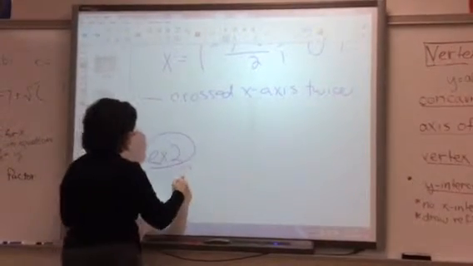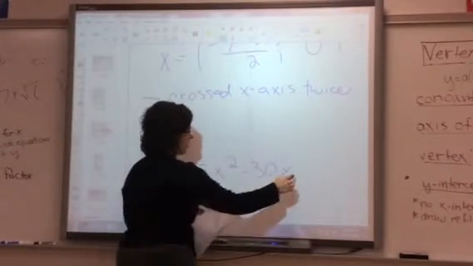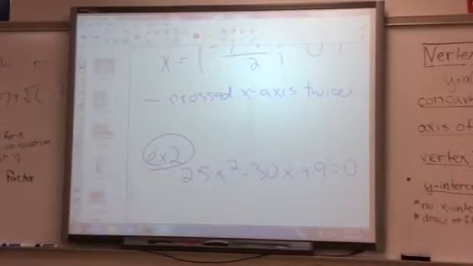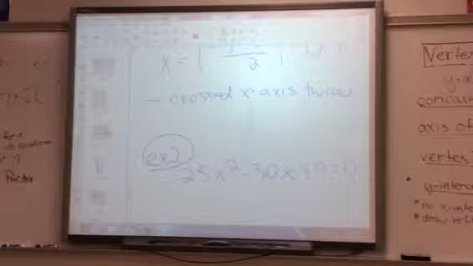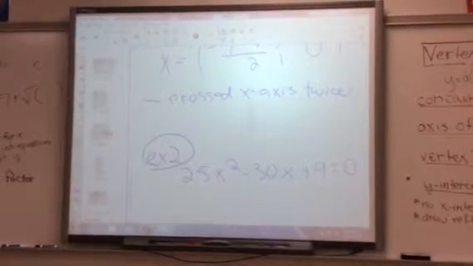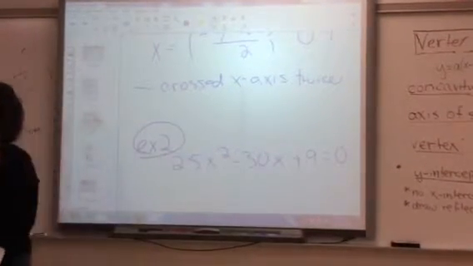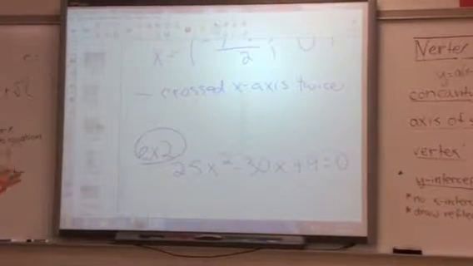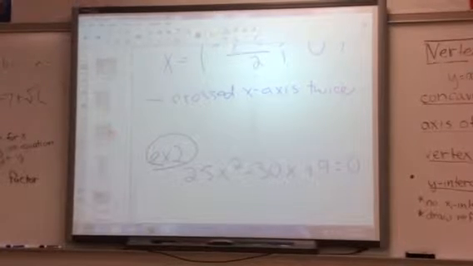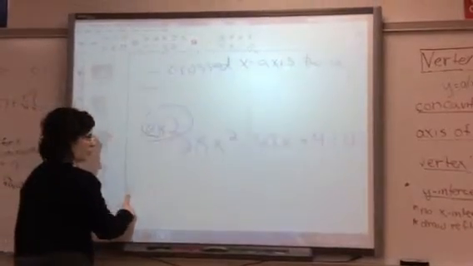Second example. 25x squared minus 30x plus 9 equals 0. When you look at this, would you try to use square root method? No, because you see an x term and an x squared term. You could try to factor, but I'm going to tell you now it's not factorable, so you need to use quadratic formula.